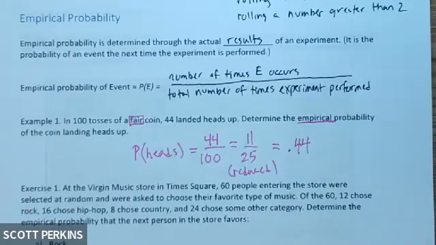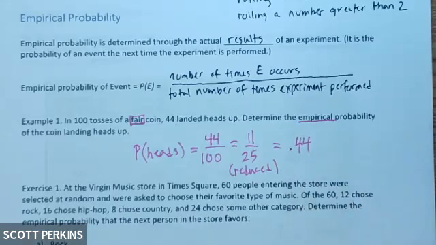So remember, empirical probability, what this is telling me is, according to this experiment, the next time I flip the coin, there's a 44% chance, or 44 out of 100 chance, that the next time is going to be heads up. That's the result of the experiment. You tracking with me so far?